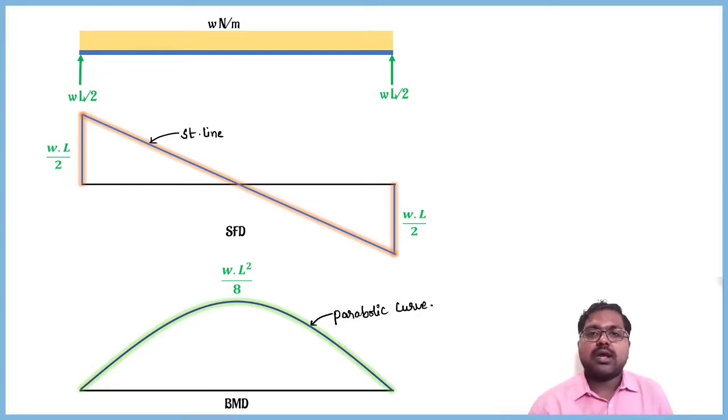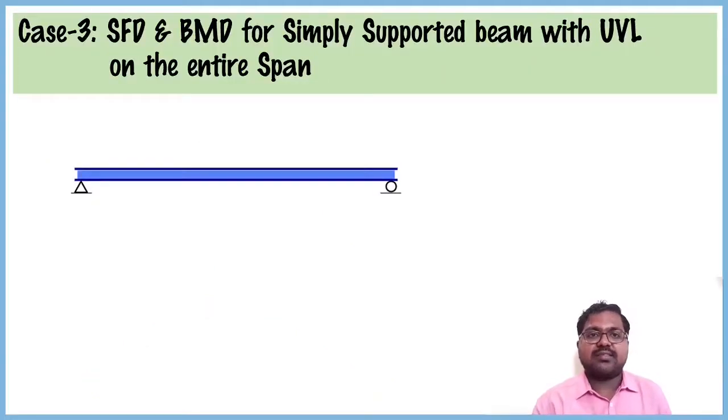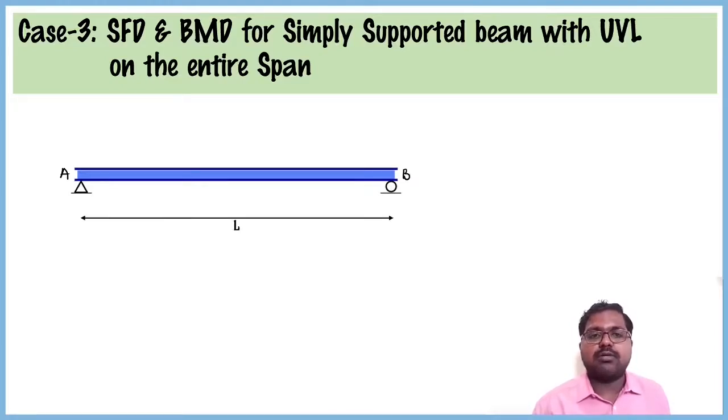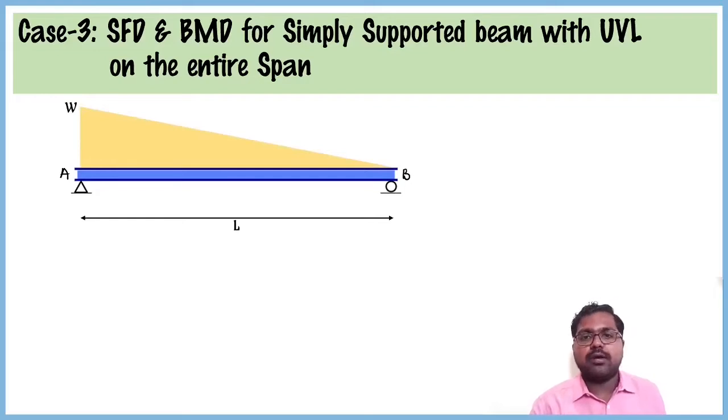So this is the case 2, and then next see case 3, that is the shear force and bending moment for a simply supported beam subjected to UVL over the entire span. So here I am taking the same simply supported beam AB, which is of length L, subjected to uniformly varying load of intensity 0 at end B and intensity W at end A.